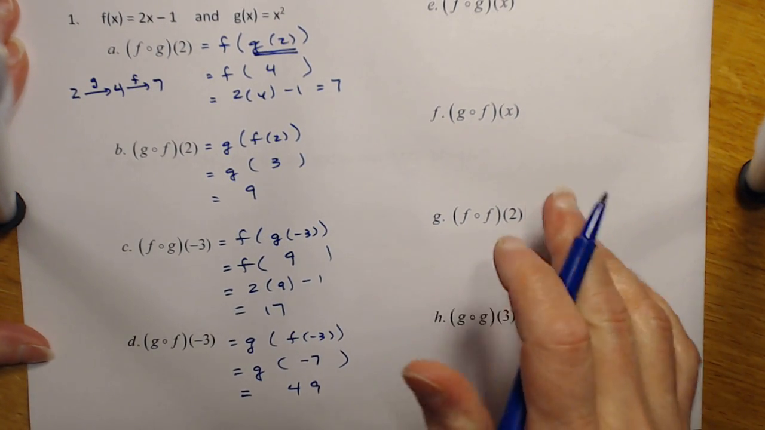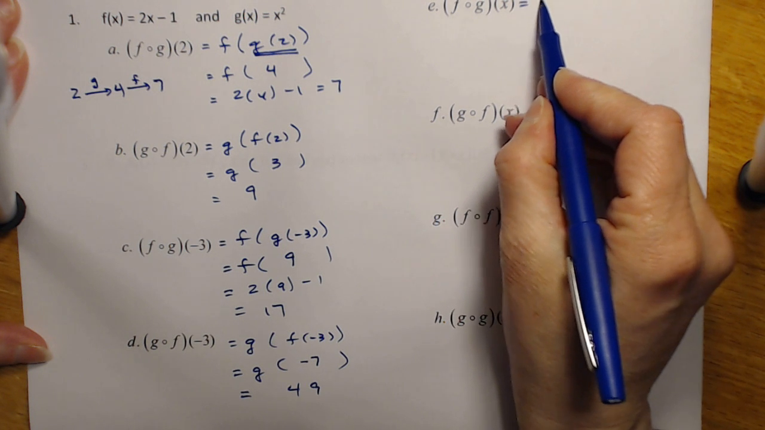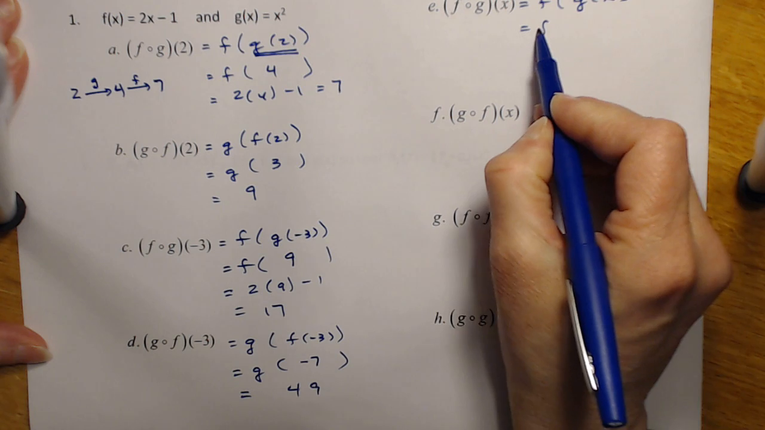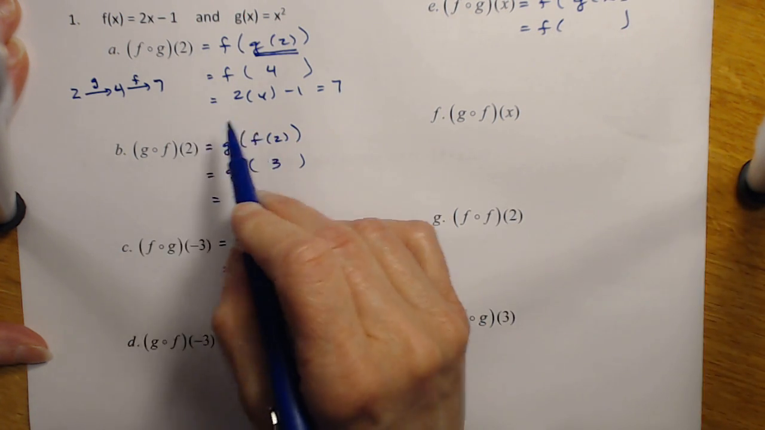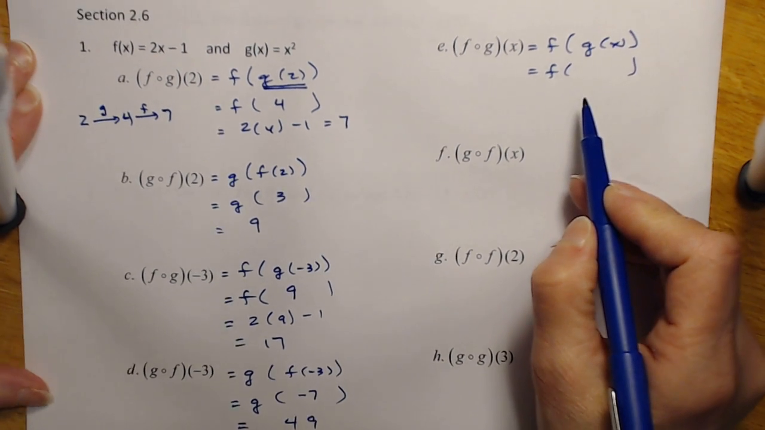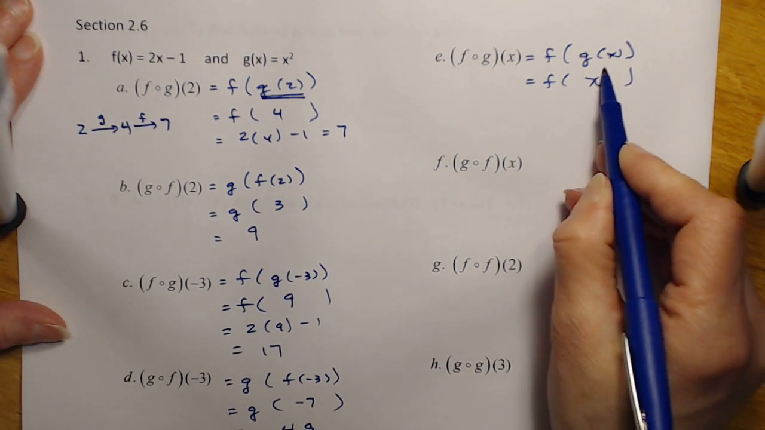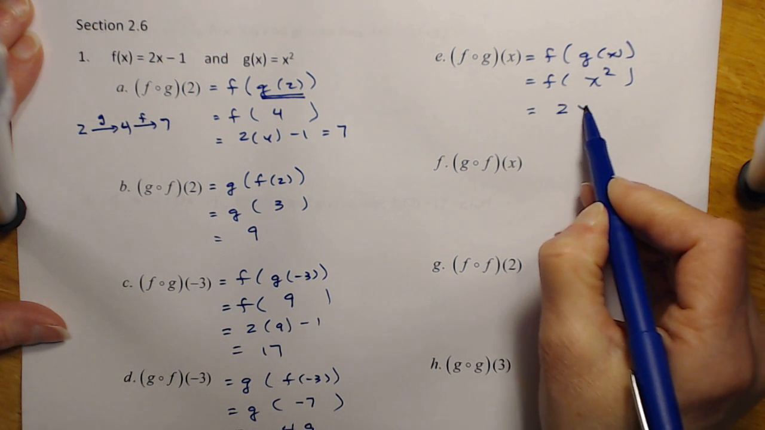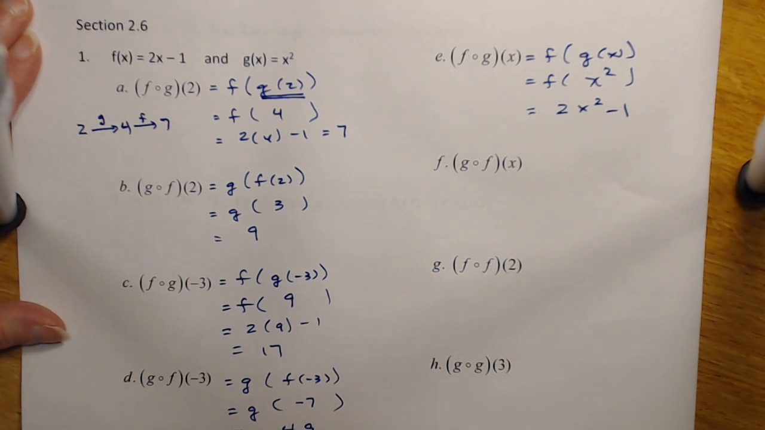Okay. When we plug in x, again, we just work with an expression of x. So f of g of x. Okay, so again, we're not plugging in a 2 or a negative 3, we're plugging in x. So what does g do to any input? It squares it. What does f do to any input? It doubles it and subtracts 1.